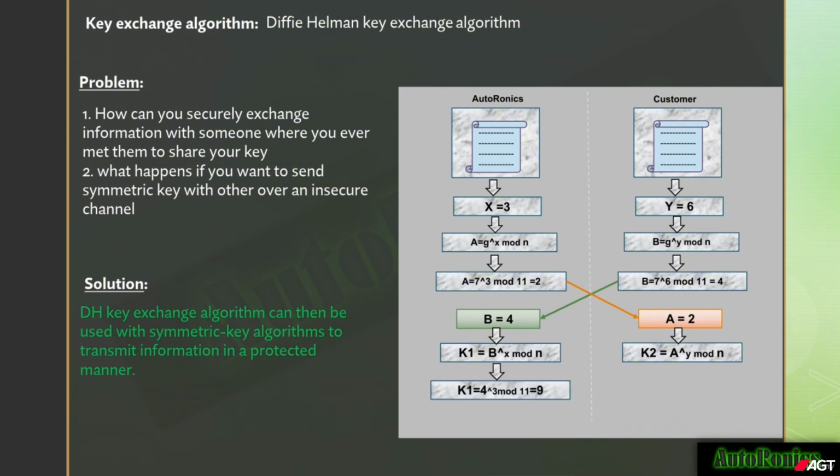So now Autronics calculates the formula and derives a key which is 9, and the customer also calculated the key, which is also 9. So you can see they didn't share the actual secret key, which is 9, they just shared the derivation of that one. So by this we ensure that we can use this along with the symmetric key logic to share the secret key in a secure way.